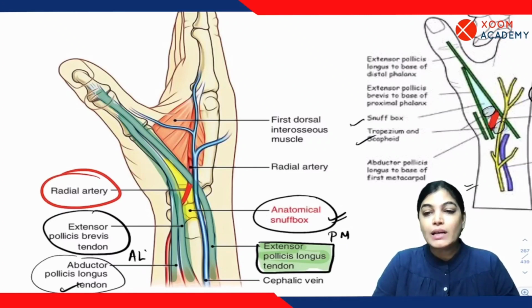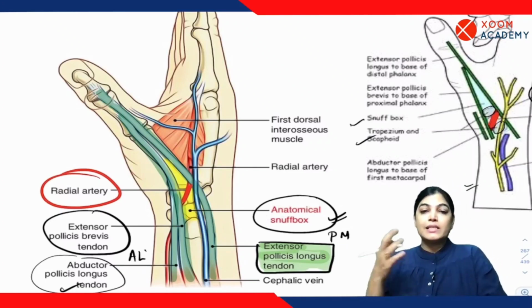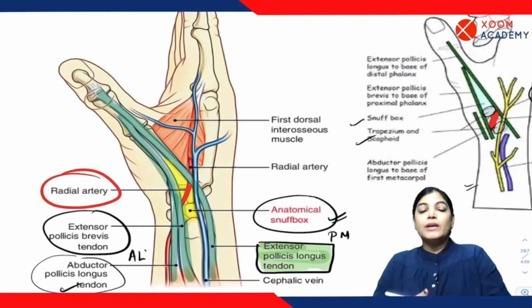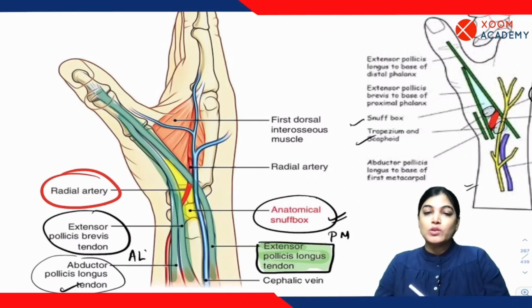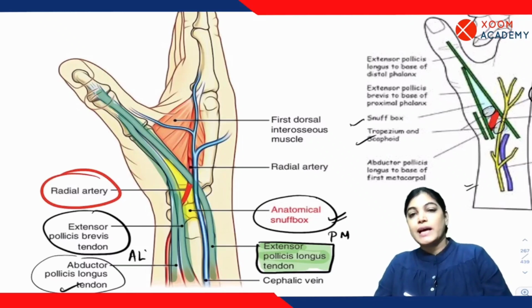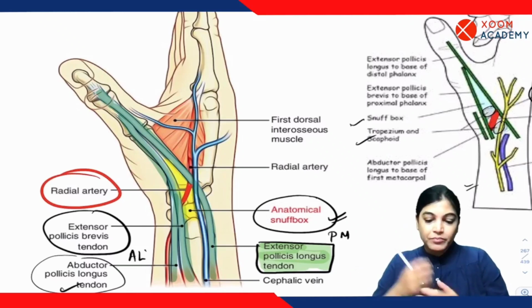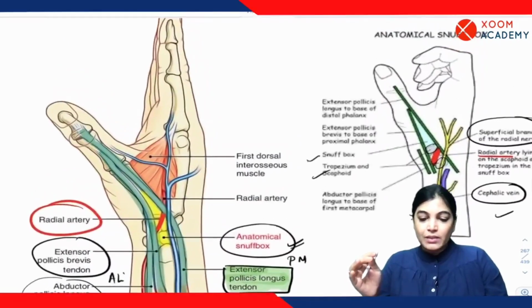In long lasting untreated cases of anatomical snuff box involving fracture of scaphoid bone, it can also show arthritic changes. So it is very important that the case should be diagnosed as early as possible, and prompt treatment should be done. So we are done with the boundaries.